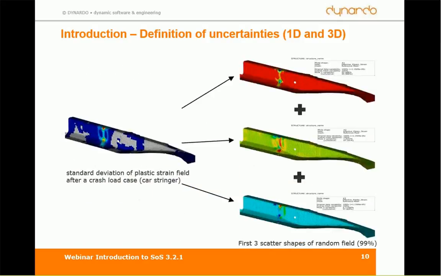For the parameterization of a three-dimensional random field, let's take a look at the buckling problem of some car string. The left plot shows you the standard deviation of the plastic strain field. On the right side, you see the Karhunen-Loève expansion with 3 shapes already sufficient to represent 99% of the plastic strain variation.